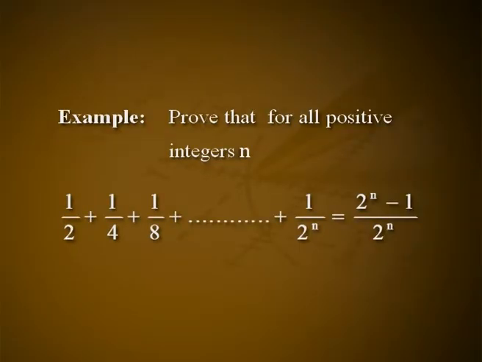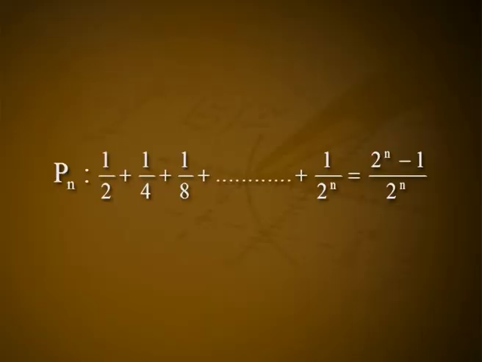Proving a summation formula. Example. Prove that for all positive integers n, 1 by 2 plus 1 by 4 plus 1 by 8 plus dash dash 1 by 2 raised to n is equal to 2 raised to n minus 1 by 2 raised to n. Proof. First of all, we use the conjecture as Pn such that 1 by 2 plus 1 by 4 plus 1 by 8 plus dash dash plus 1 by 2 raised to n is equal to 2 raised to n minus 1 by 2 raised to n.